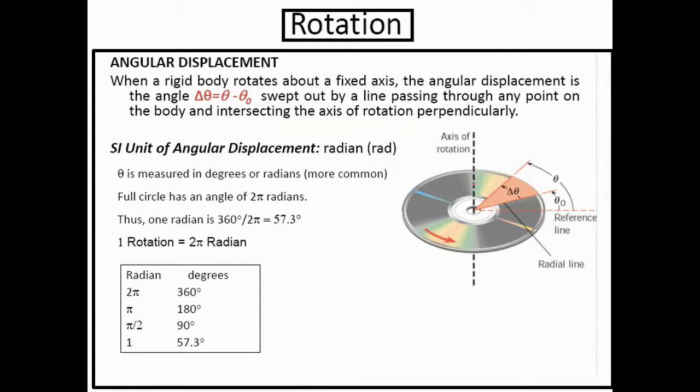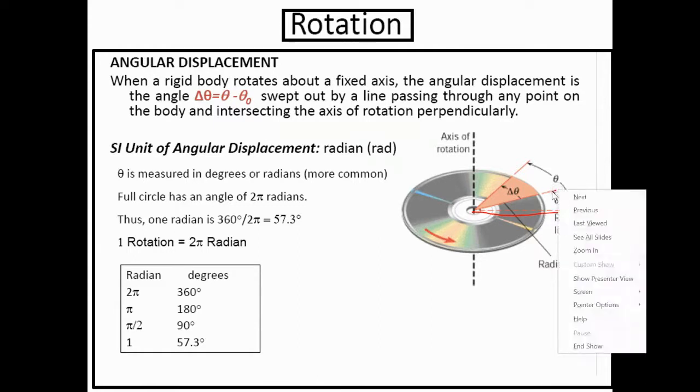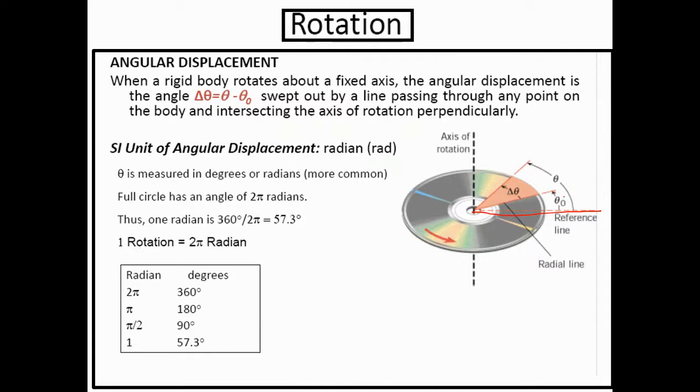A disk is rotating. Initially, I have the reference point. So this is my starting point of the rotation. Initially, the object starts rotating, and it occupies the position of theta naught. Am I right? Yes, you're right. And after that, it comes to this point. Now you can see my initial position is theta naught, and my final position is theta.